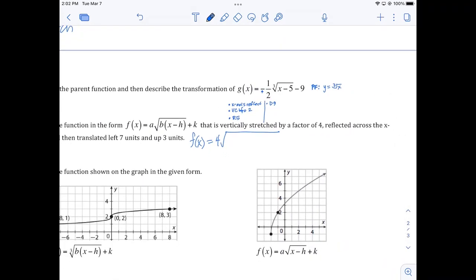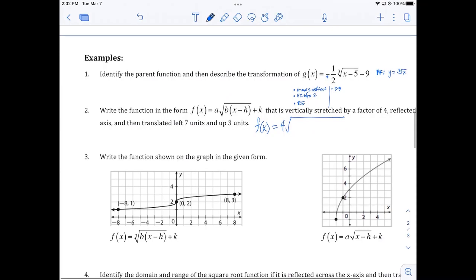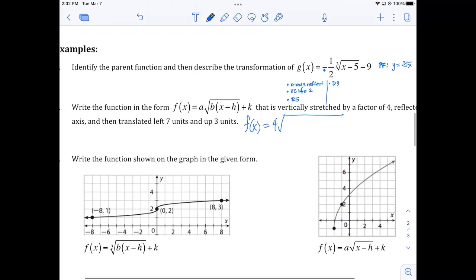Good. The one inside is your horizontal stretch or compression. It's reflected across the x-axis. That's a negative out front, isn't it? So let me put a negative in front of the 4. Translated left 7. Is that x plus 7 or x minus 7? Plus. Very good. And then outside, we're back to normal. Up 3 means plus 3.